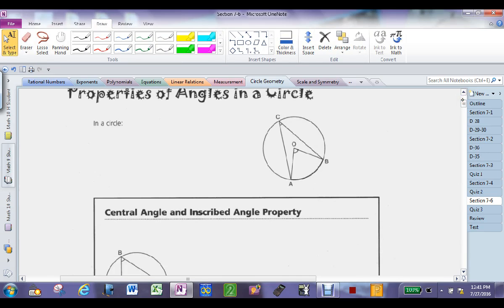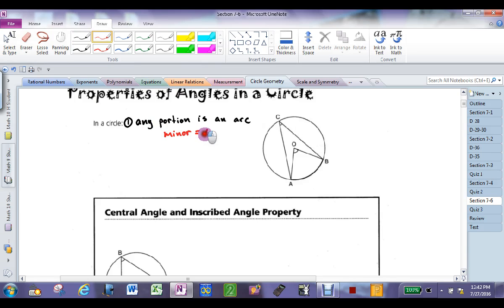So, we got a little bit to write here. First of all, in a circle, any portion is an arc. There's minor or major, right? What is the minor arc in this circle? AB. What's the major? The other side, AOB.